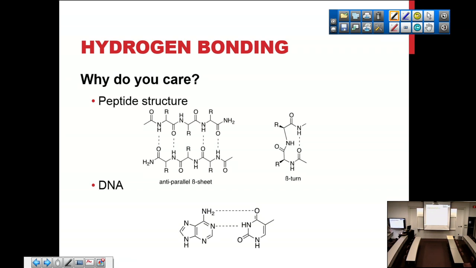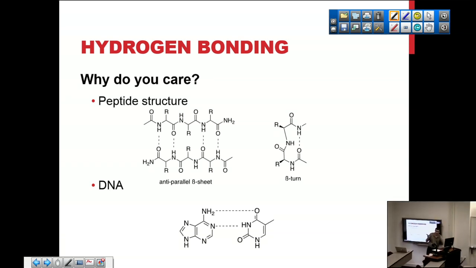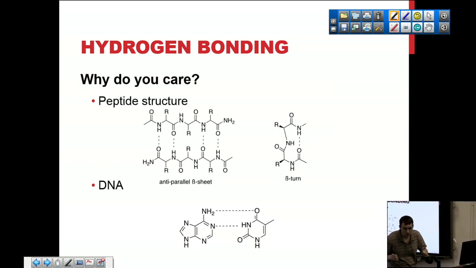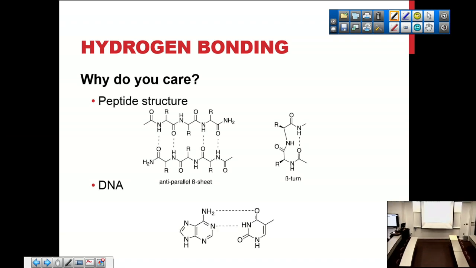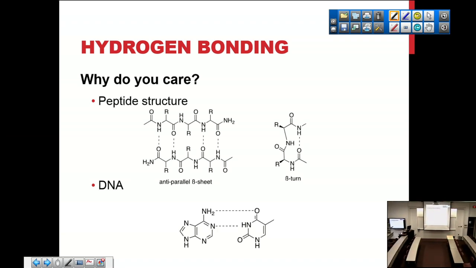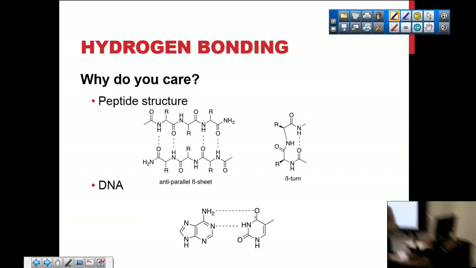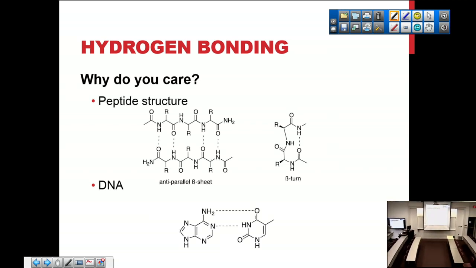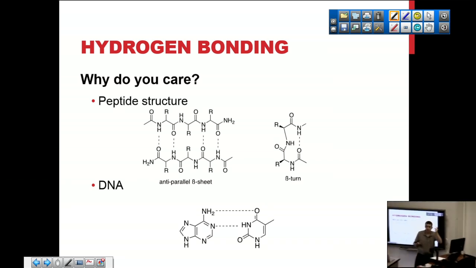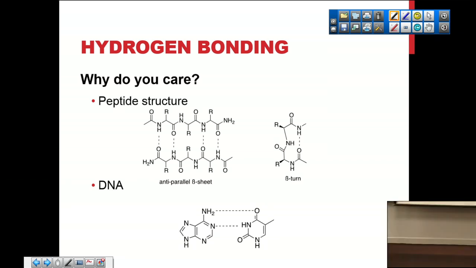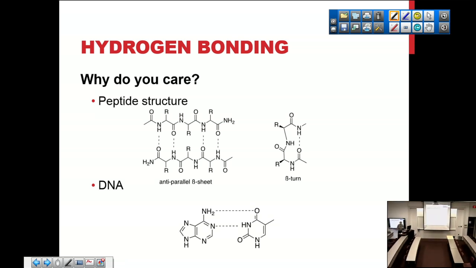Biology people, fish people, doctor people, here's why you care. Everything in your body, everything that's holding us together is pretty much hydrogen bonds. If you think about peptides, peptides have four structures: primary, secondary, tertiary, and quaternary structure. Secondary, tertiary, and quaternary protein structure, or peptide structure, is all hydrogen bonding.